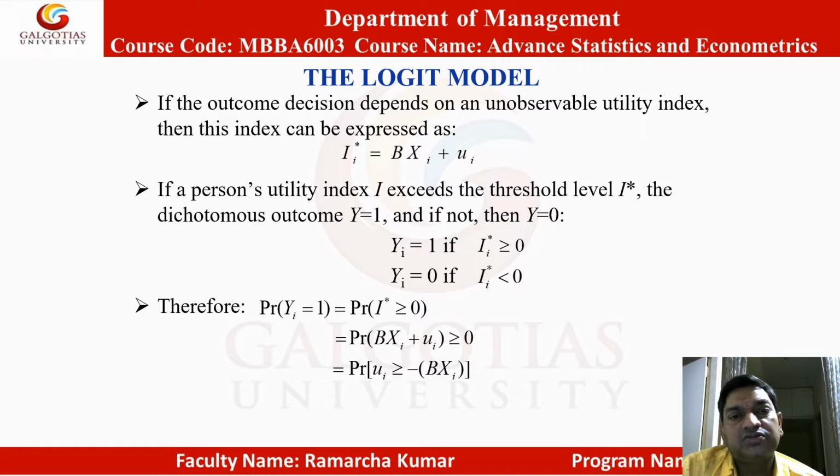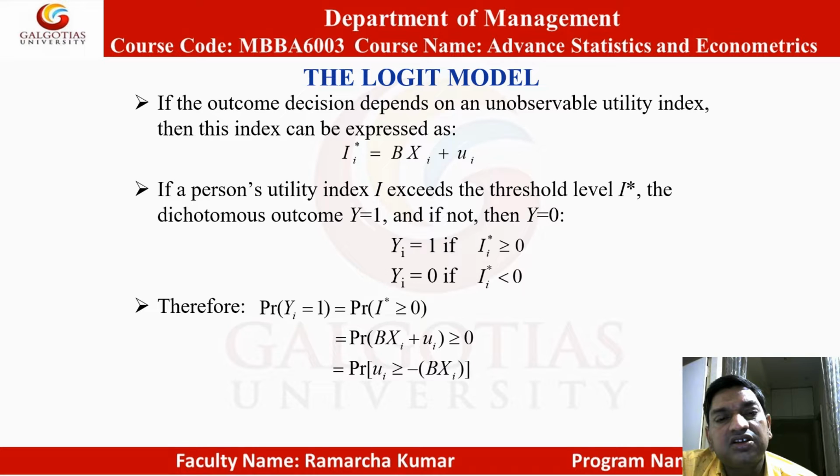Logit model. If the outcome decision depends on an unobservable utility index, then this index can be expressed as I_i* = B times Xi plus Ui. If the person's utility index exceeds the threshold level, the dichotomous variable Y is equal to 1, and if not, then Y is equal to 0. That is, yi is equal to 1 if I_i* is greater than 0, and if it is less than 0, then yi will take the value 0.